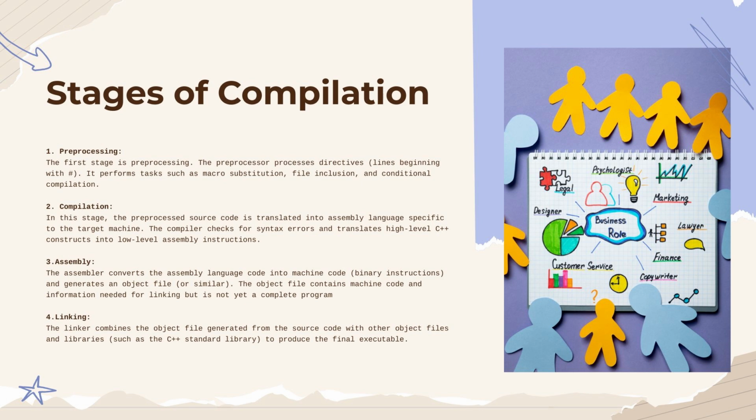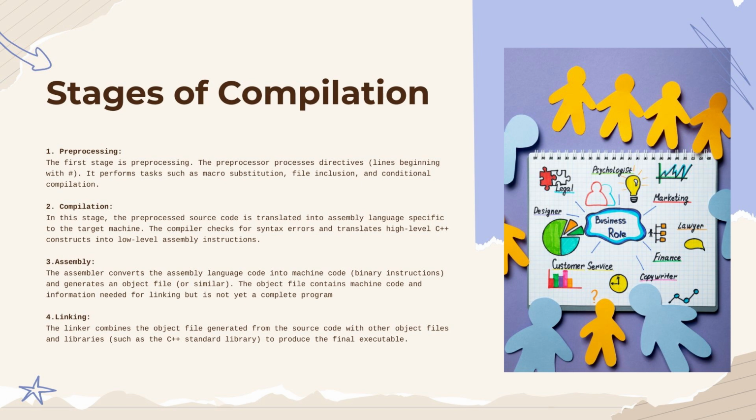Preprocessor looks for hash directives and does file inclusion, macro substitution and conditional execution. Compiler checks for syntactical errors and converts the preprocessed source file into assembly language, basically instructions.